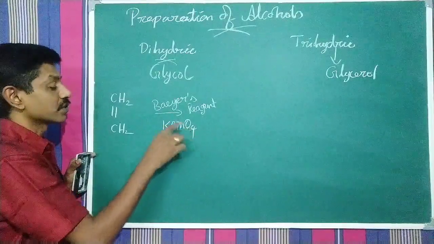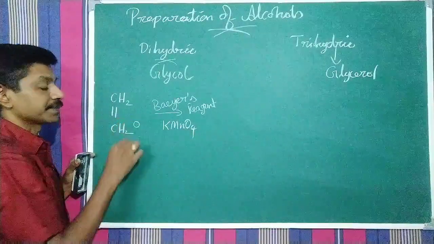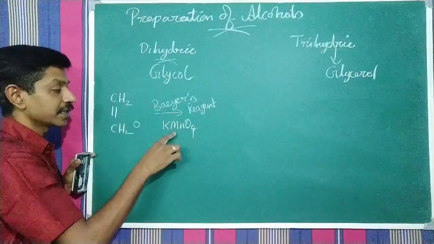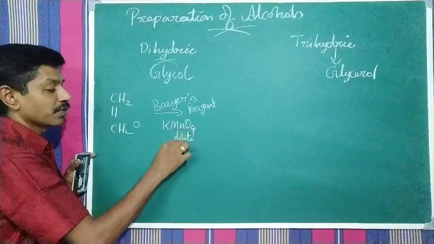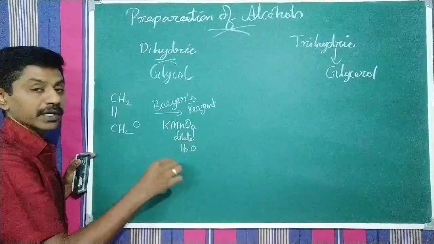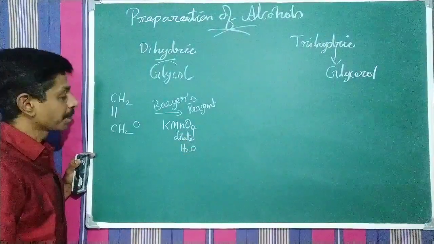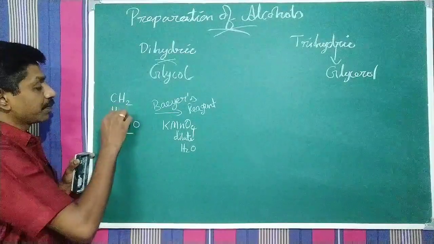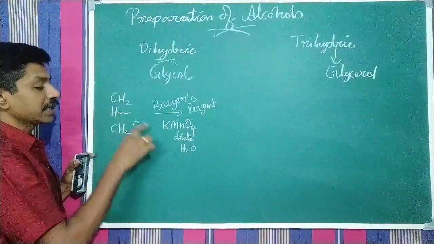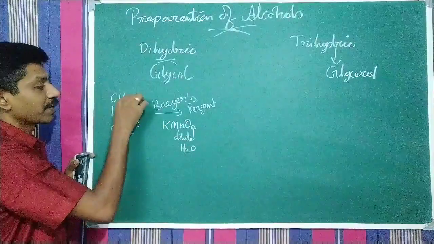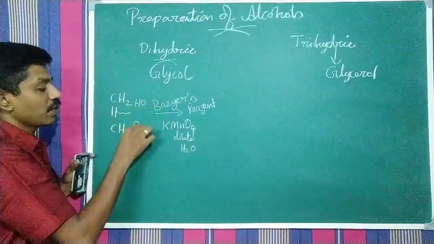It's a very good oxidizing agent. Its job is to supply oxygen. And one more word we have to understand, dilute. Dilute means more amount of water is there. So hydrolysis will also take place. And one of the pi bonds we are going to break, wherein we are going to add water. Water's formula I'm going to write as HOH.